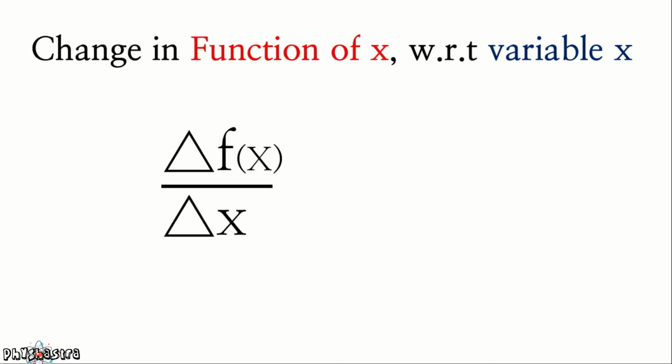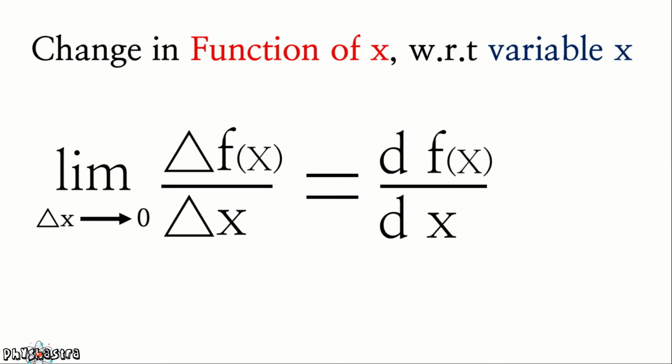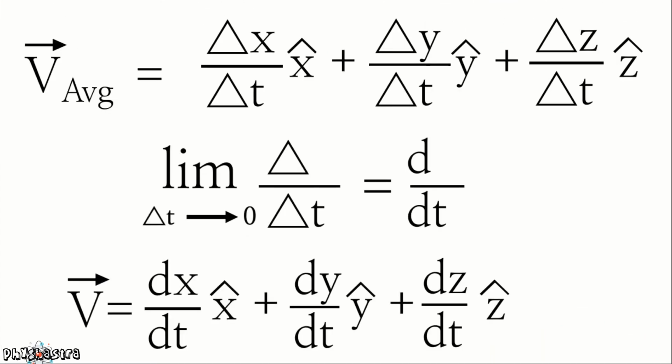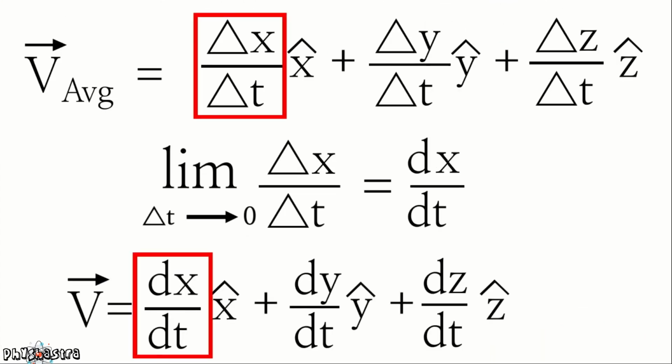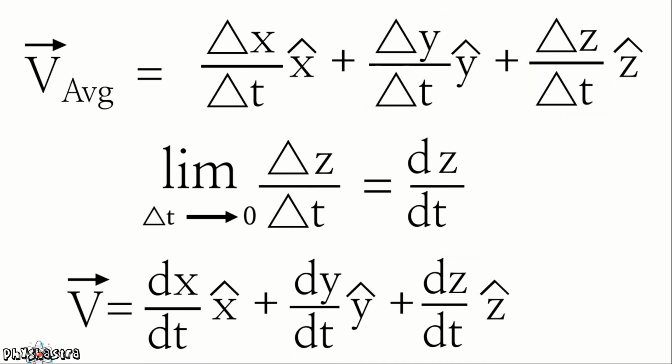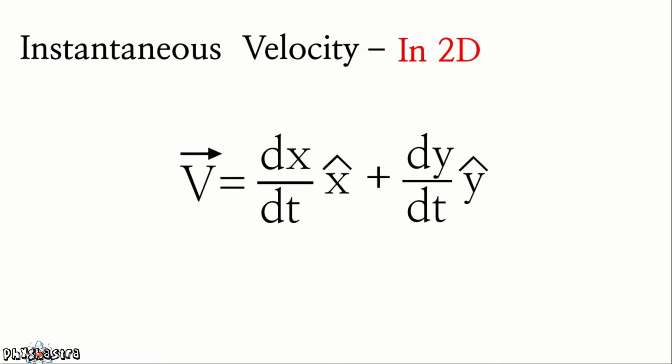Do you know that for a change in a function with a variable, when the denominator approaches 0, we get the derivative of the function with respect to that particular variable? If the same thing is applied to the average velocity, then we get the instantaneous velocity. This is the 3-dimensional form of instantaneous velocity. This is how we represent the velocity in 2 dimensions. We will deal with most of the cases in 2 dimensions.